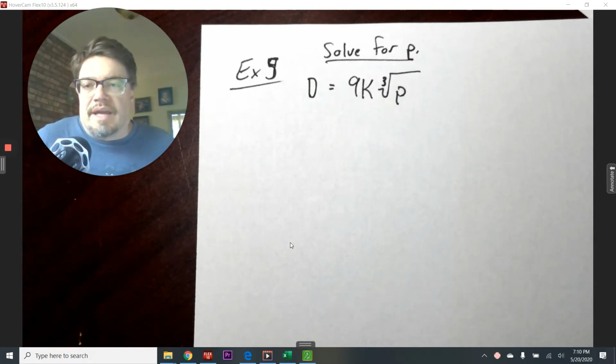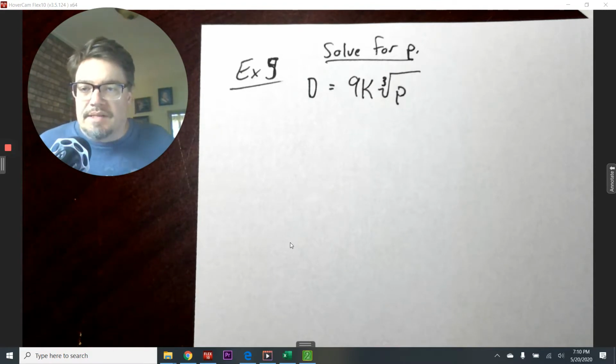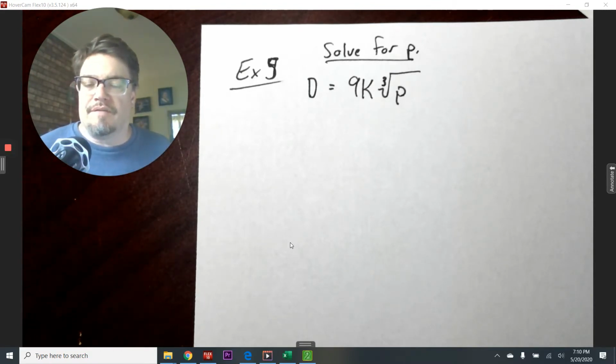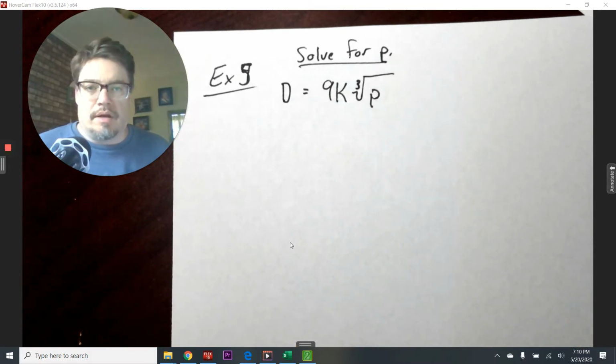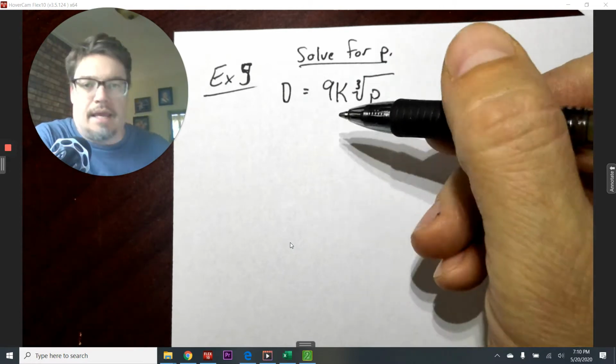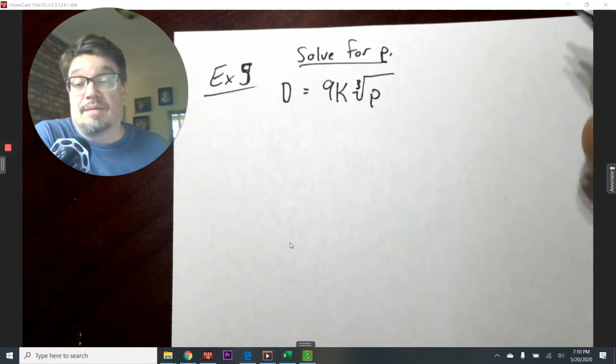All right, so we got four more equations we're going to solve that'll basically polish up what's expected for you in 5-4. So we've got this little mini equation here. D equals 9k times the third root of p. So let's say we want to solve for p.